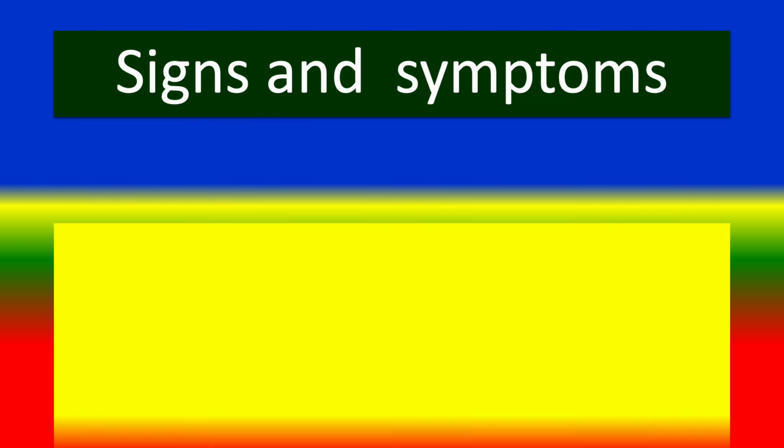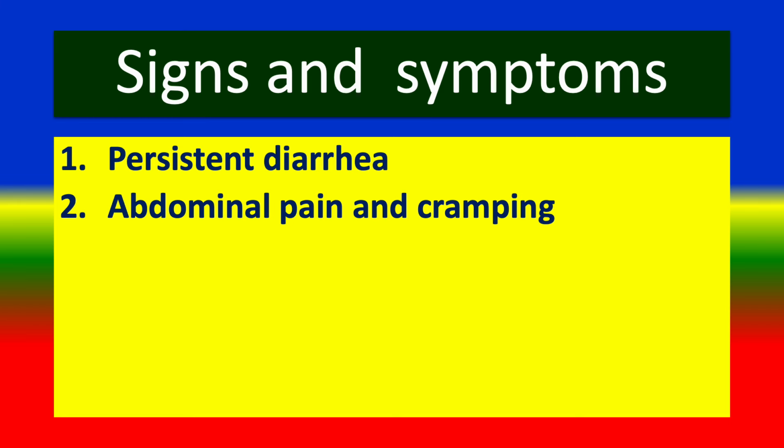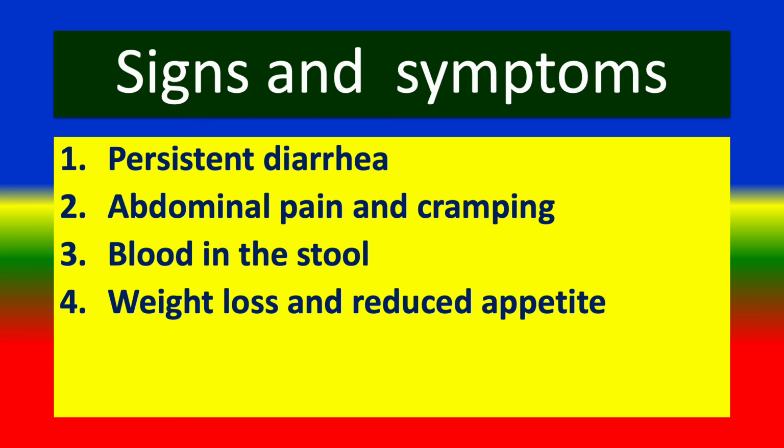Signs and symptoms: 1. Persistent diarrhea, 2. Abdominal pain and cramping, 3. Blood in the stool, 4. Weight loss and reduced appetite, 5. Fatigue, 6. Fever.